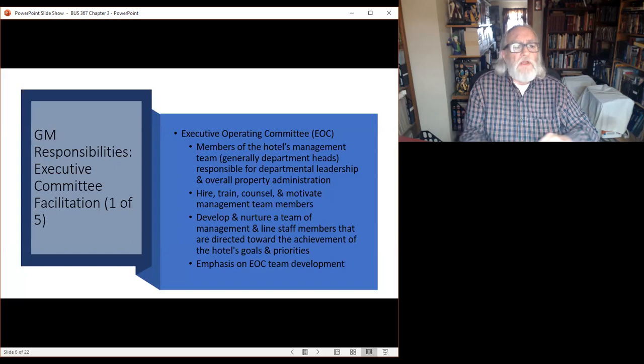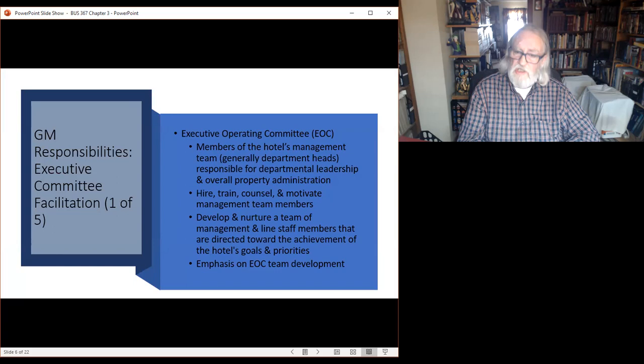The executive committee facilitation. Now, the GM's responsible basically for creating their own team, and that's what the executive committee is. It's the GM's team. And you need managers in a variety of areas. They're going to assist you. And you really have to show them that you have their best interests at heart by letting them know up front that you're going to give them professional development and indeed career development.